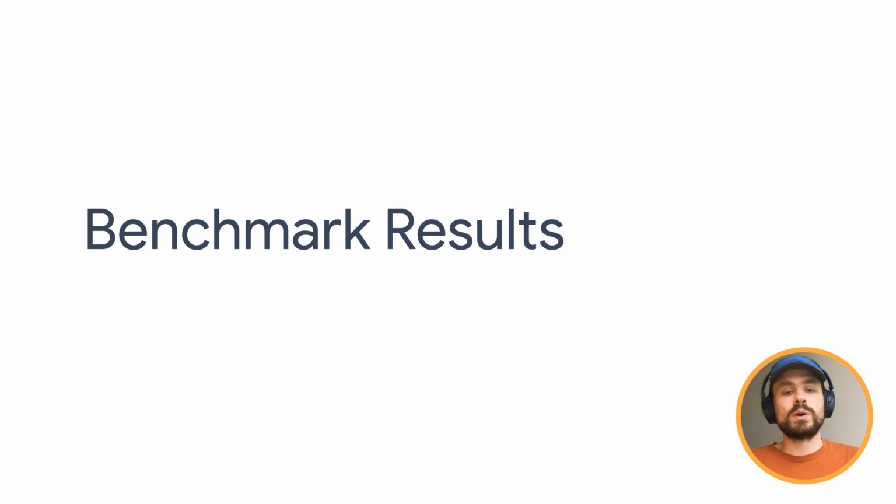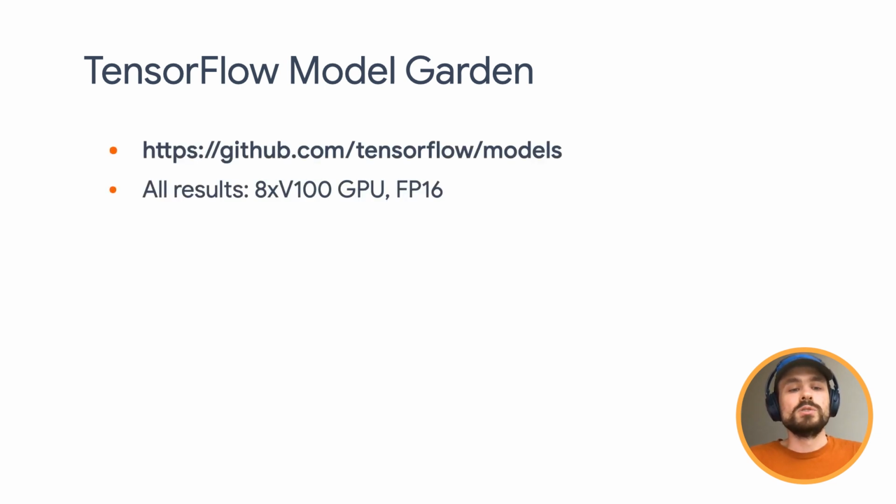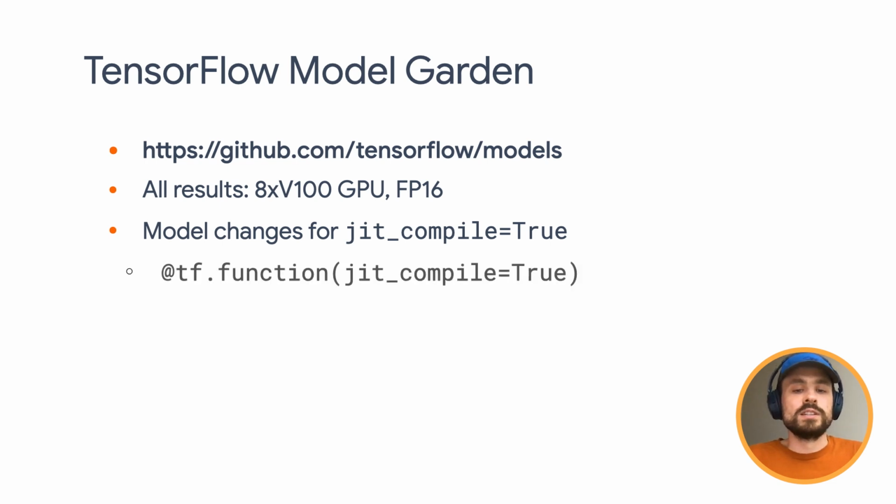Now let's go through some benchmark results to see what kind of speedups you can get from XLA. We are reporting our results on the TensorFlow Model Garden repository, which you can find on GitHub under tensorflow/models. All the models we report are run on 8 V100 NVIDIA GPU cards with data type set to FP16, which is most often used while training. In order to benchmark with jit_compile equals true, we are making only a single code change to the model, which is simply adding jit_compile equals true to the step function.